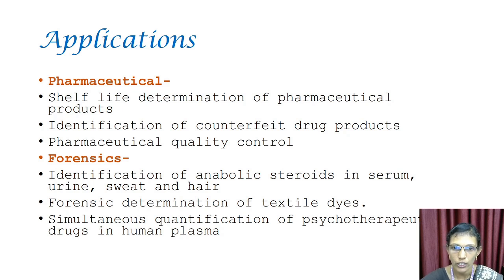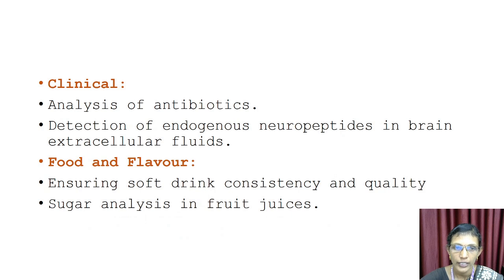In forensics, it can be used for the identification of anabolic steroids in serum, urine, sweat, and hair samples. It may also be used for the determination of textile dyes and the simultaneous quantification of psychotherapeutic drugs in human plasma. In the clinical field, it is mostly used in the analysis of antibiotics and the detection of endogenous neuropeptides in human brain extracellular fluids.